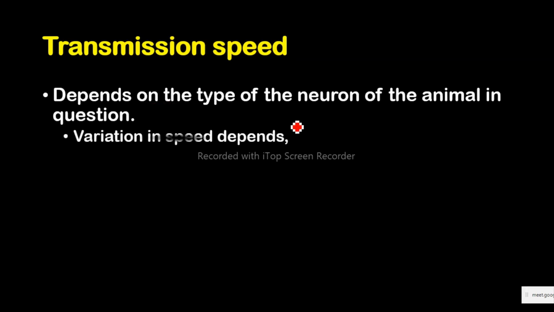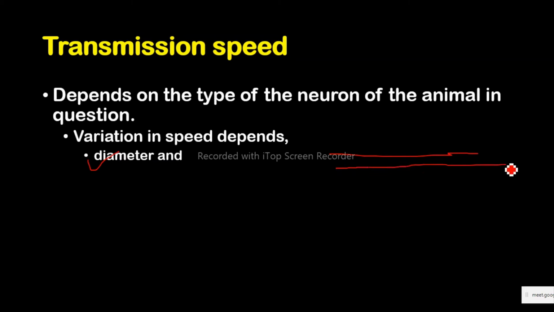Depending on the neuron, it will determine the speed at which a nerve impulse is going to be transmitted. And the first one is the axon diameter. We have different axon diameters, where some animals have axons with narrow diameters, and others, such as a giant squid, have axons with wide diameter.